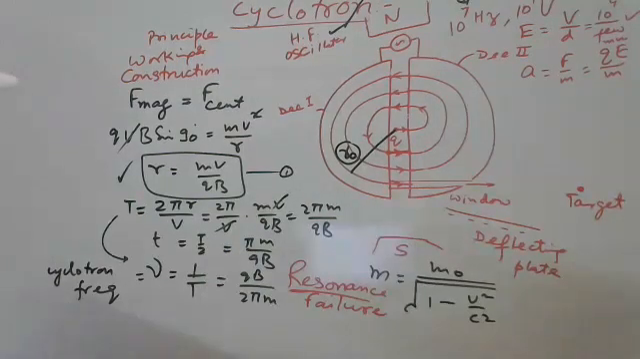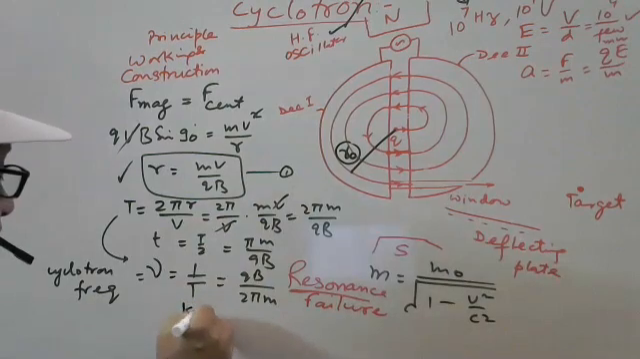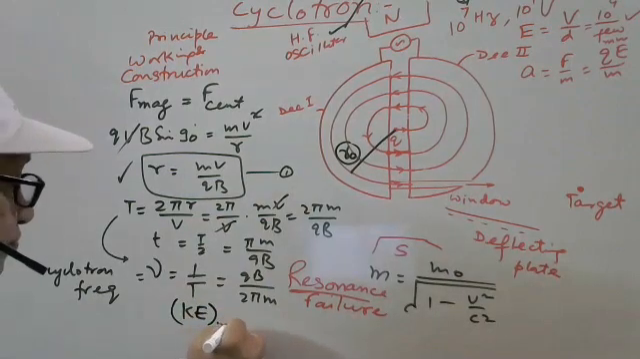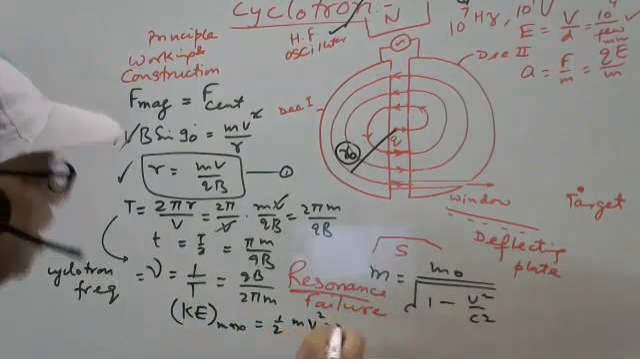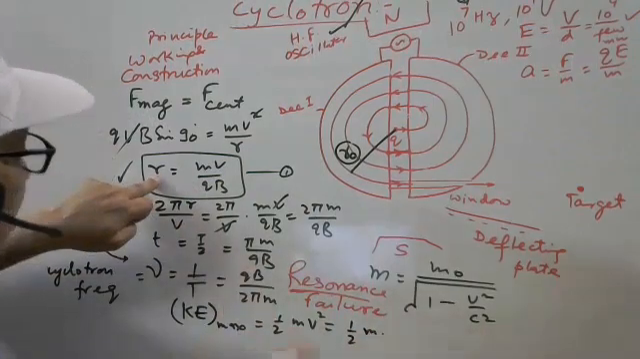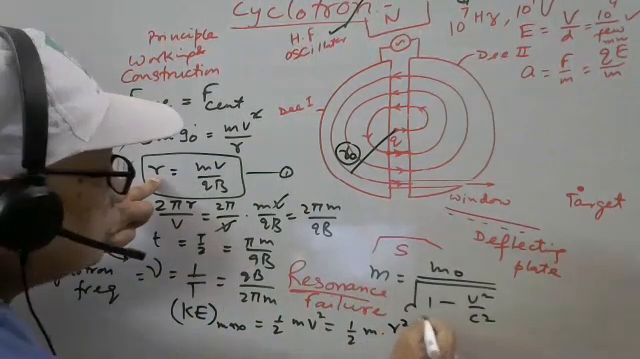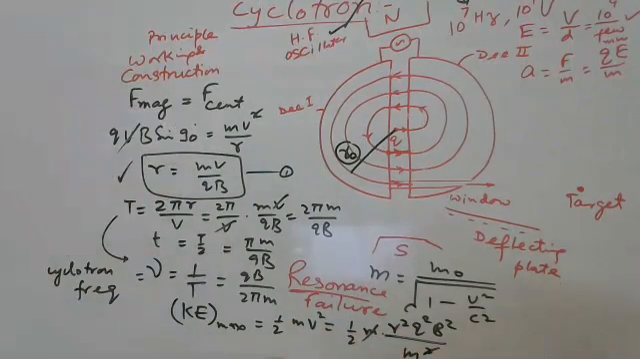And the maximum kinetic energy here is given by half m v squared, and v means, here, v equals qBr over m. So it is half m times r squared q squared B squared divided by m squared, one m cancels out. This is the maximum kinetic energy. Wait, it is hitting the target.